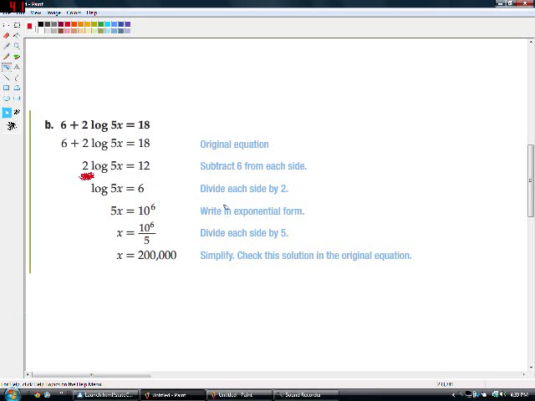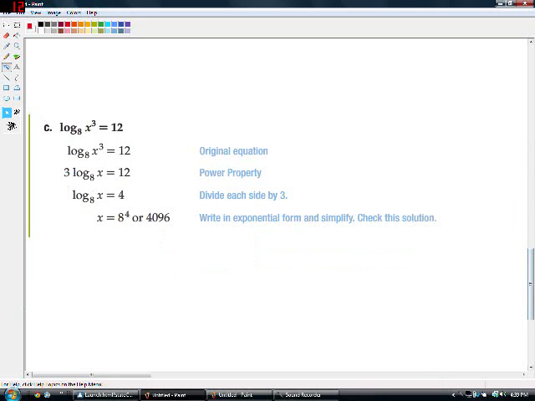So now you want to write in exponential form, since you isolated it. So you get rid of the log, and you have 10 to the exponent of 6 on the right side. So you have 5x equals 10 to the 6th power. You divide each side by 5, once again isolating the variable. x equals 10 to the 6th power divided by 5. Simply plug it into a calculator.